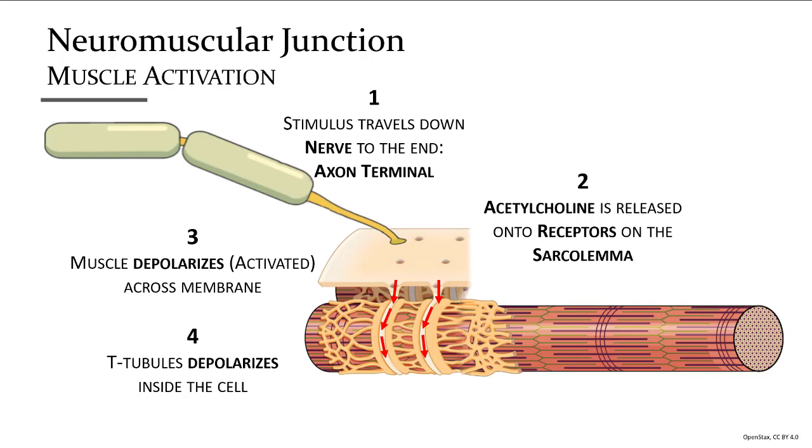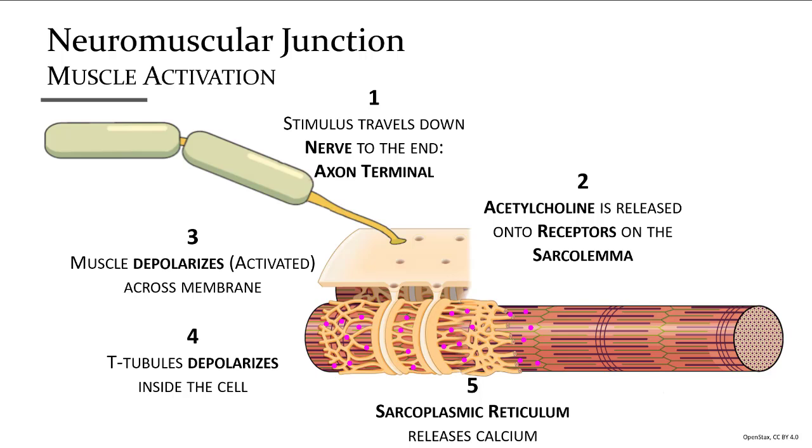This activated stimulus is then transmitted inside the cell via T tubules. These are adjacent to the sarcoplasmic reticulum, which is the yellow weave-like structure that contains calcium. This stimulus coming from the T tubules will go to the sarcoplasmic reticulum and release calcium. It is this calcium that is actually going to activate the muscle to start the contraction process.